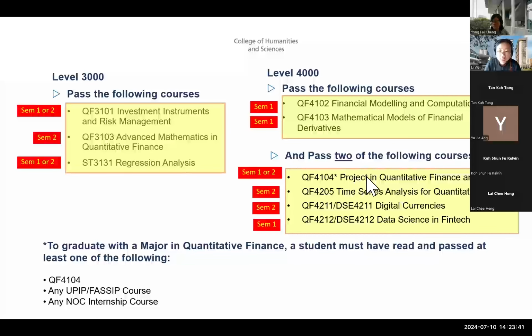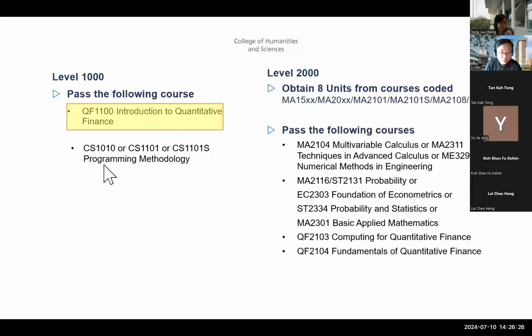So let's look at the level 1000 and 2000 requirements. It's very similar to the QF major. At 1000 level, we still have the gateway module QF 1100, and also you need to take CS 1010, which is considered outside of the QF second major requirement, outside of the 10 courses requirement, but you will need it as a prerequisite to other core modules of the QF second major later. So you need to take this in 1000 level.